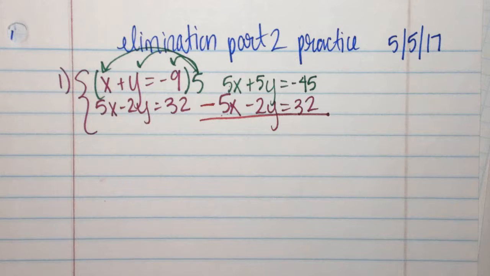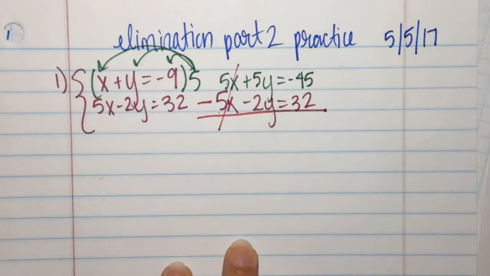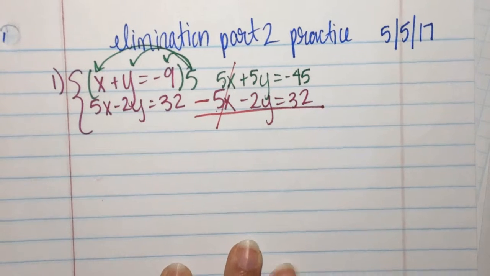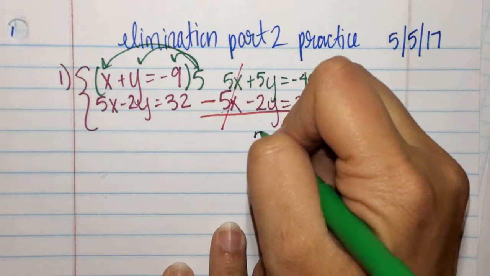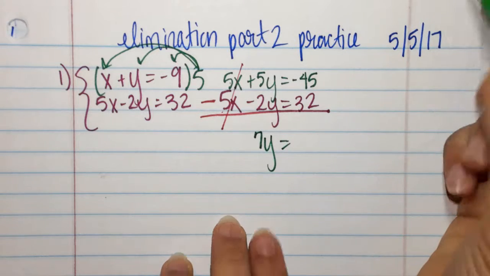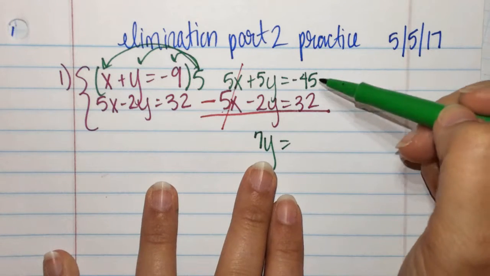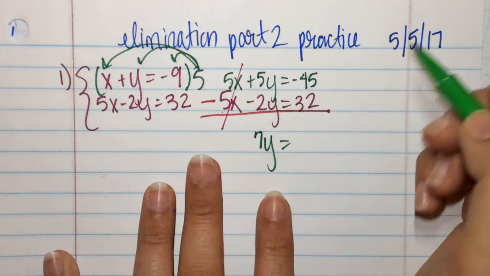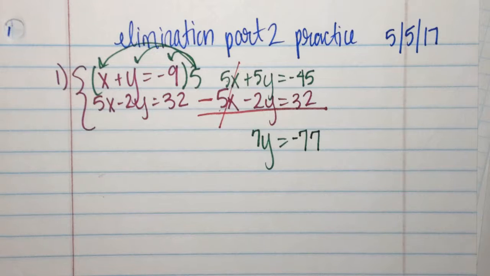And Kimberly, can you tell me what 5x minus 5x is? It cancels out and it's 0. Okay, can you tell me what 5y minus a negative 2y is? 7y. And can you tell me what negative 45 minus 32 is? -77. Alright, do we agree or disagree so far?